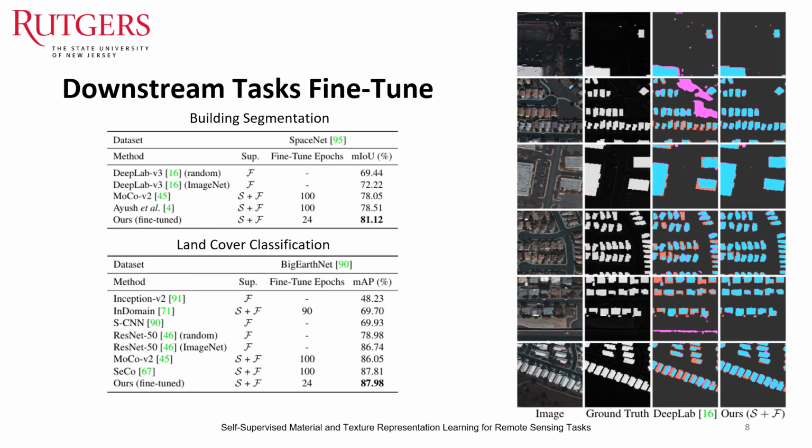Additionally, due to the effective pre-training in material and texture representation, fine-tuning our methods on other downstream tasks converges 76% faster and provides better performance overall.